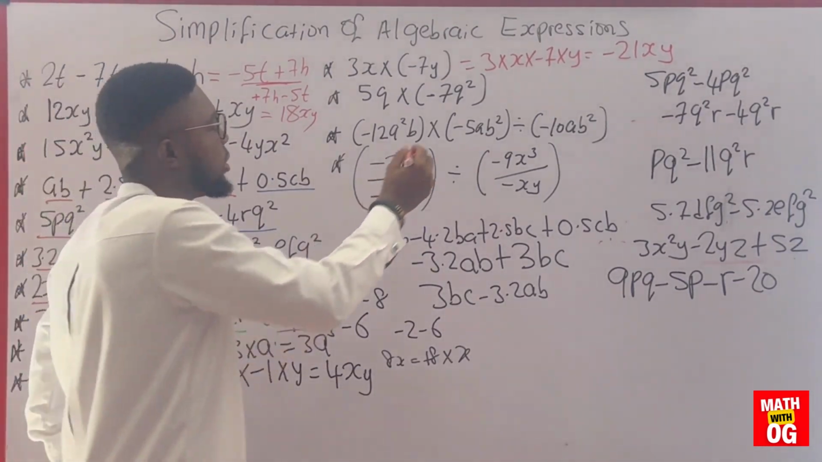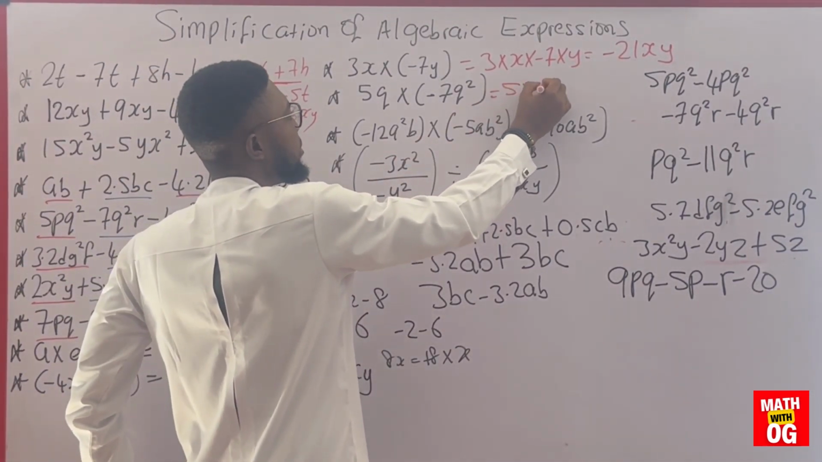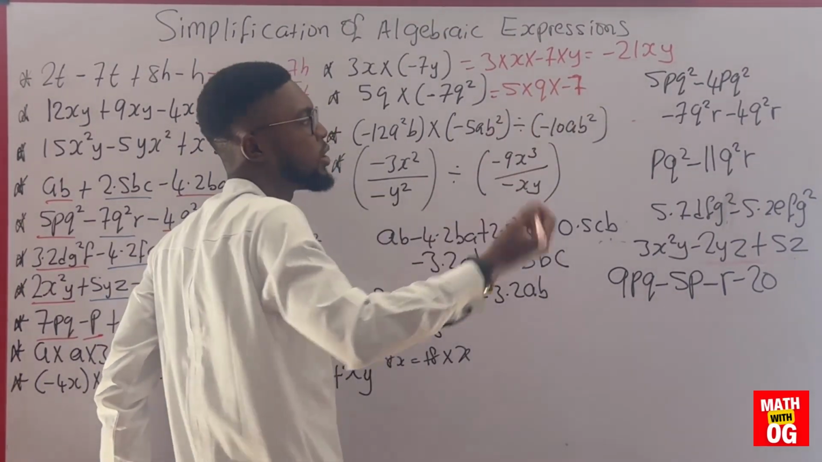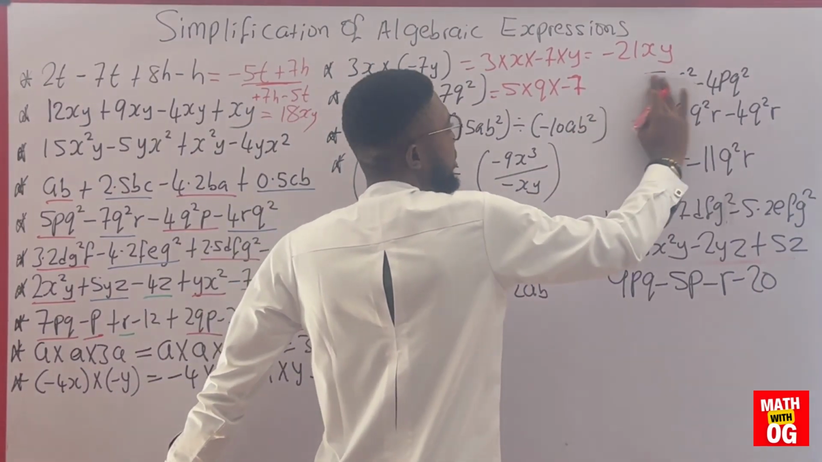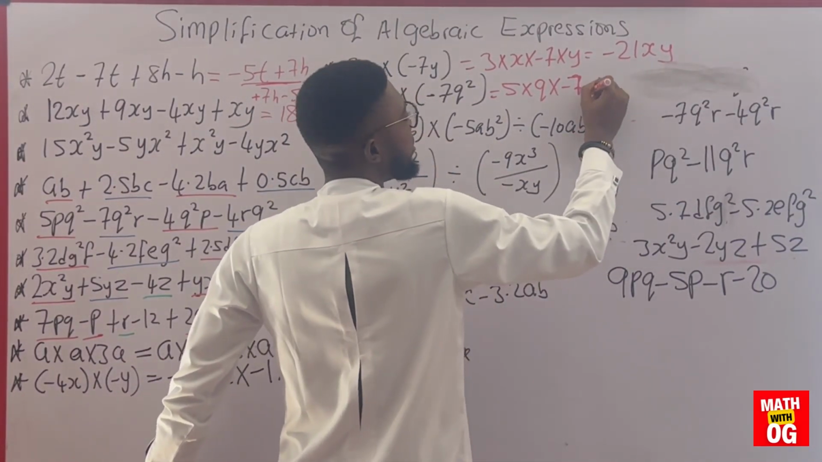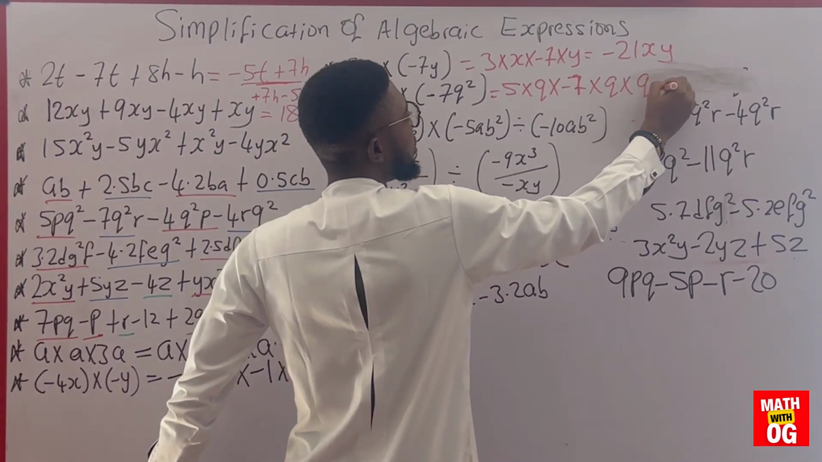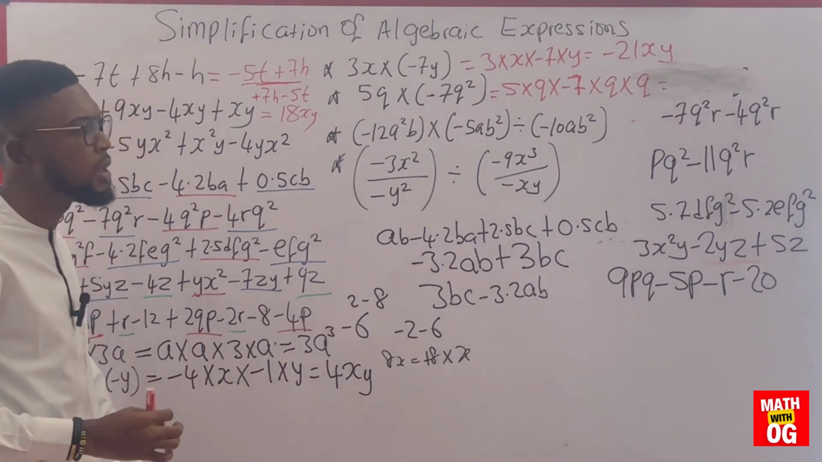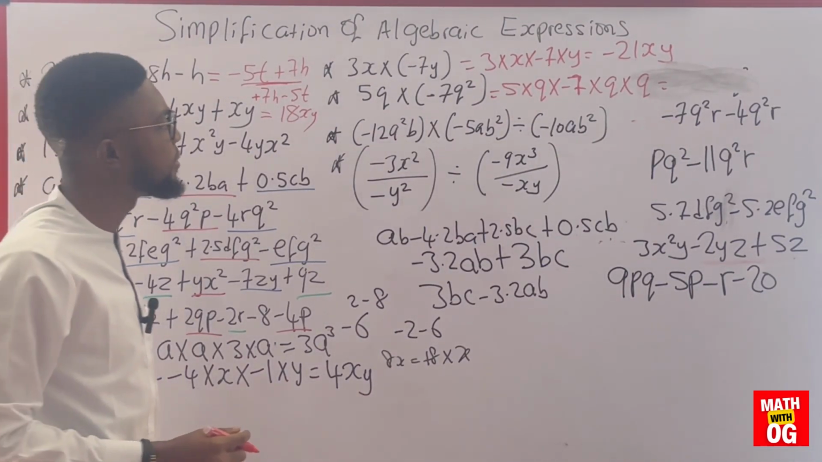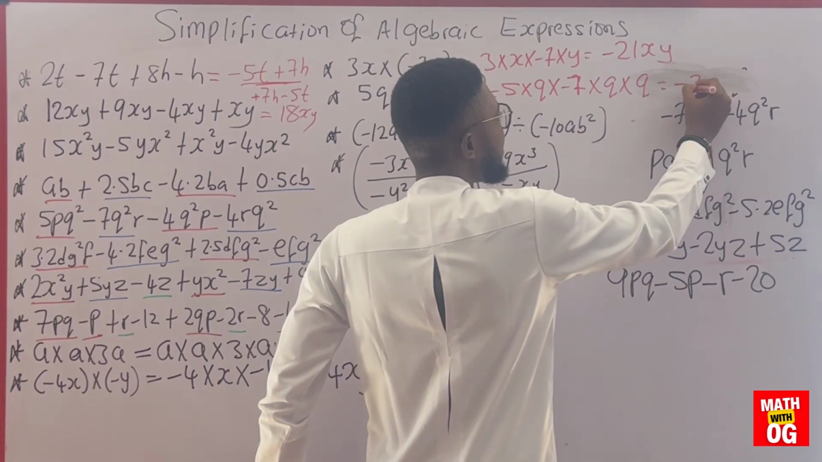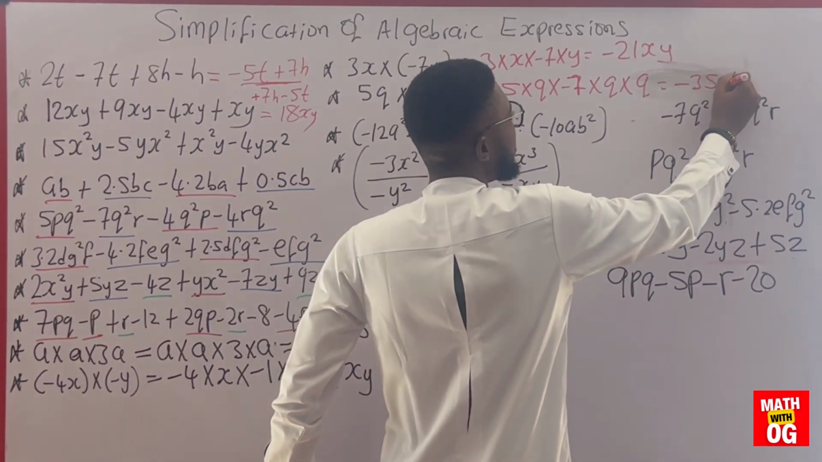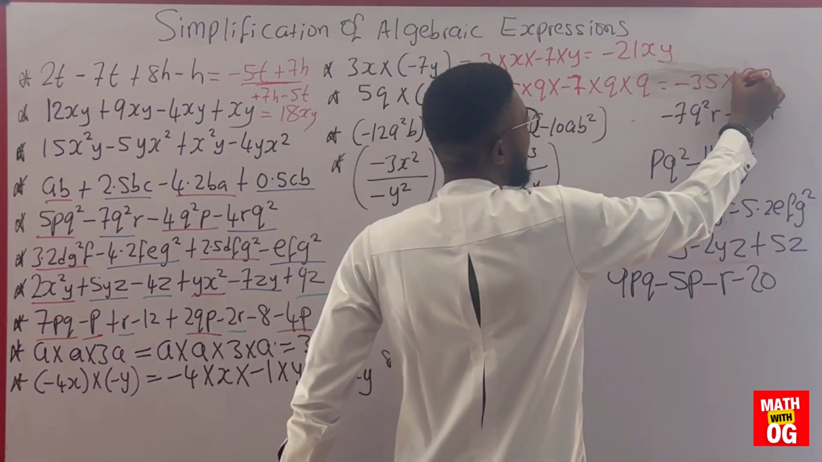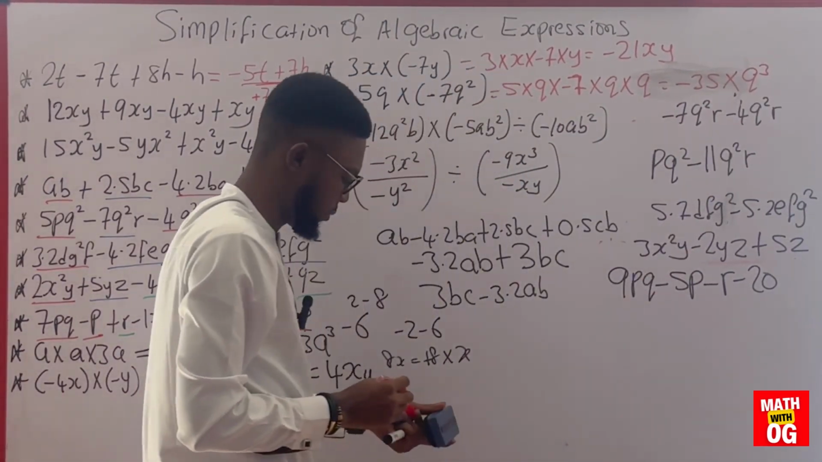Next question, you have 5 multiplying q multiplying minus 7. Q squared is simply q times q. So let me put that. Multiplying q multiplying q. So this is minus 7q squared. Now, positive 5 multiplying minus 7 will give us a negative 35. So I have a negative 35. Then you have your q multiplying q, which is q raised to the power of 3.